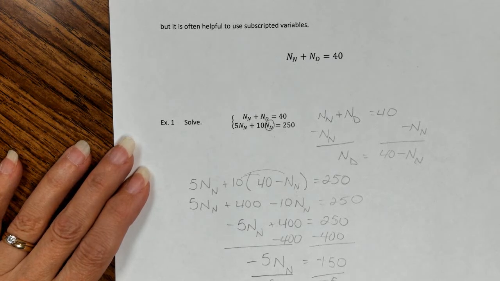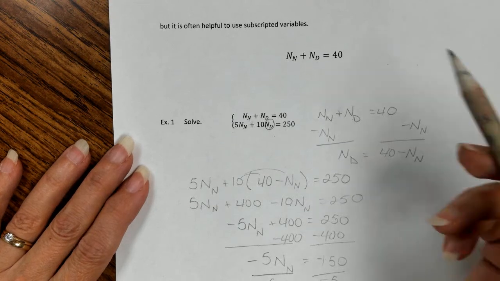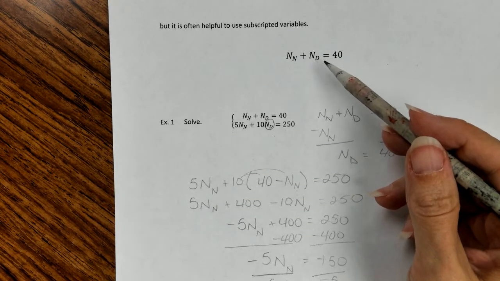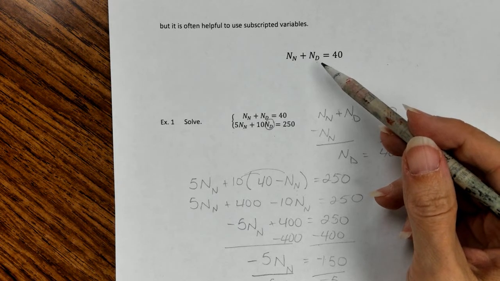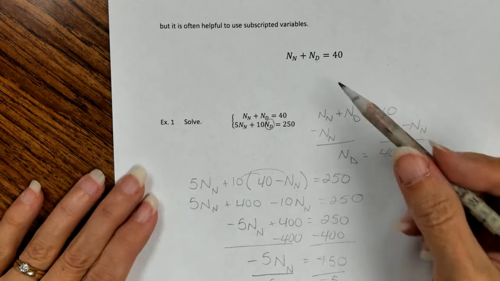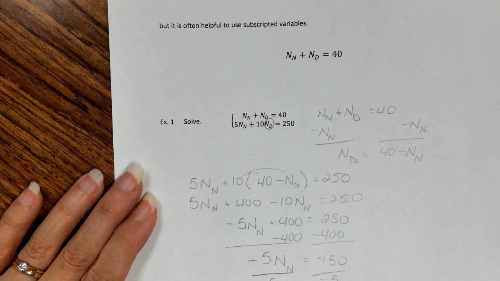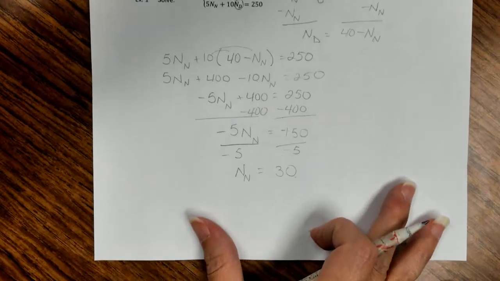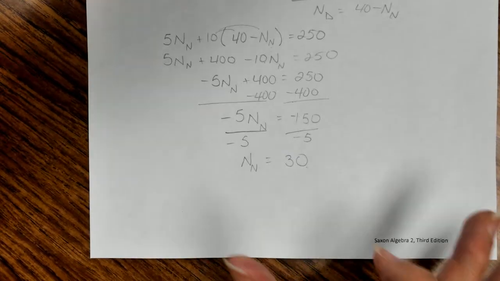The number of nickels will be 30. And for a problem like this, I know what this is standing for. I know I'm not going to have negatives, and I'm not going to have fractions, because it's nickels and dimes. So this is good. If I got a negative or I got a fraction for one of these particular types of problems, I would want to go back and find out what I did wrong. It's often a sign error.